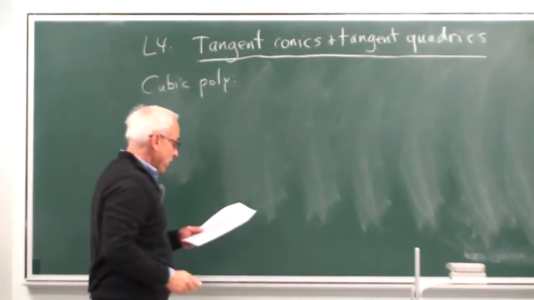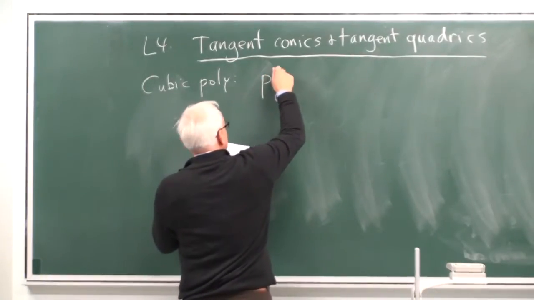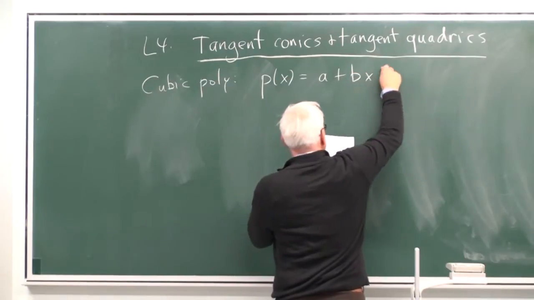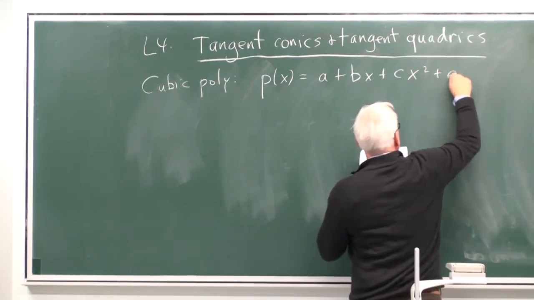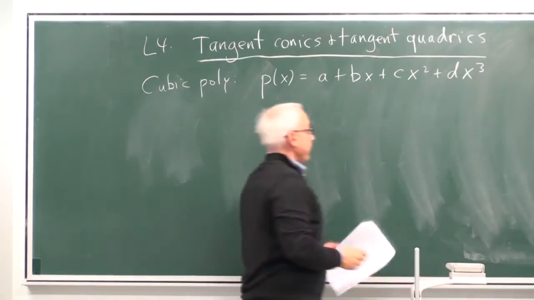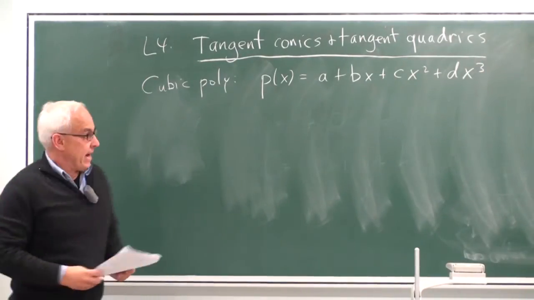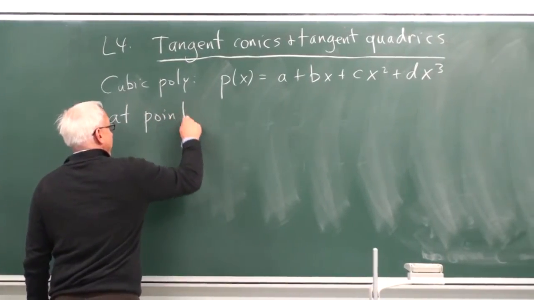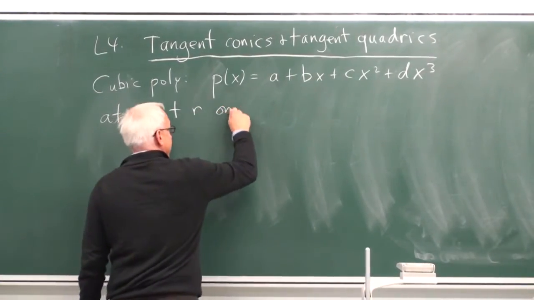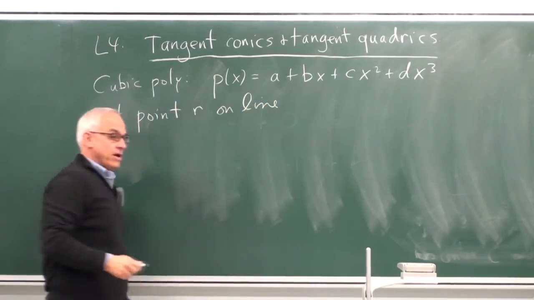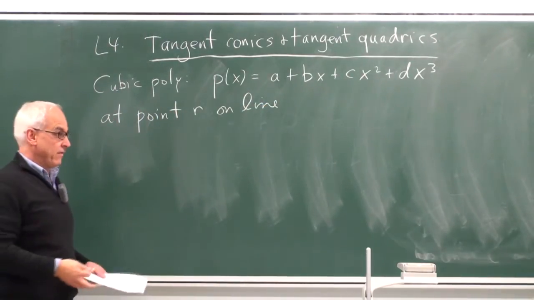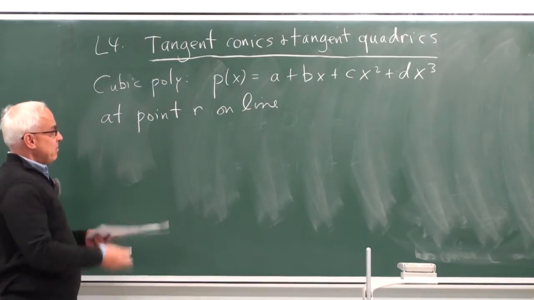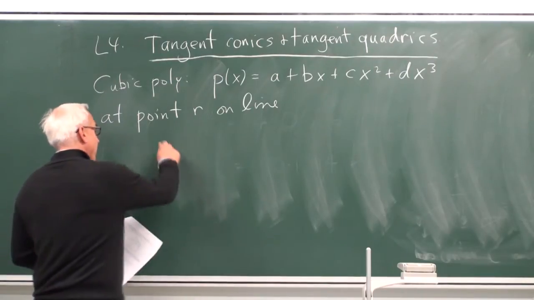So we'll look at a general cubic polynomial, say P equals A plus BX plus CX squared plus DX cubed. So that's a general one. And let's take a point R on the line. For us, R is usually a rational number, but if you like, you can think of it as a real number too. All right, so we're going to expand P around R.